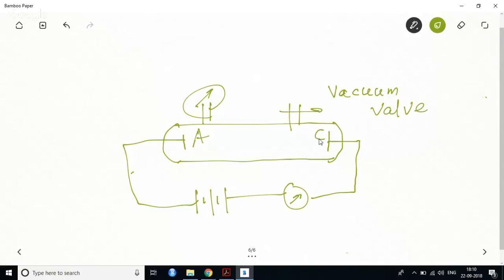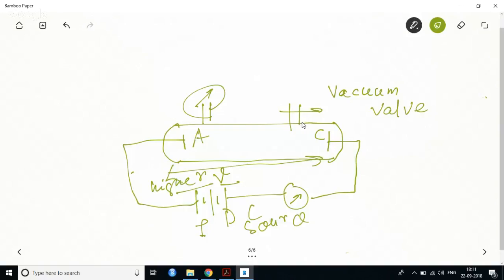Now what happens is that when the gas pressure is lowered, it is found that the gases can conduct electricity at sufficiently high potential. So in this case, with the help of this DC source, we would try to increase the potential difference, higher V, I am writing here, between anode and cathode.